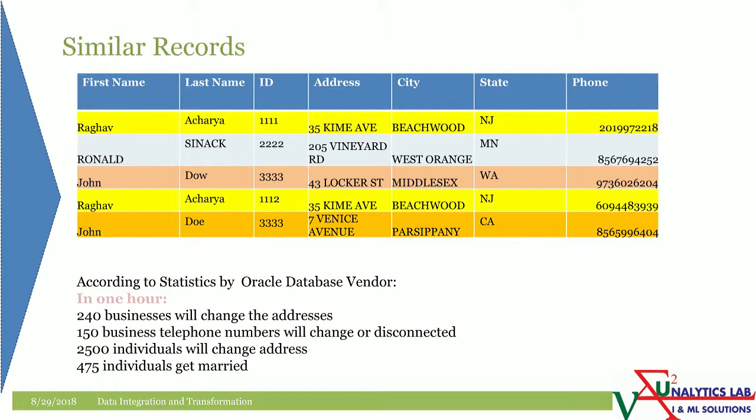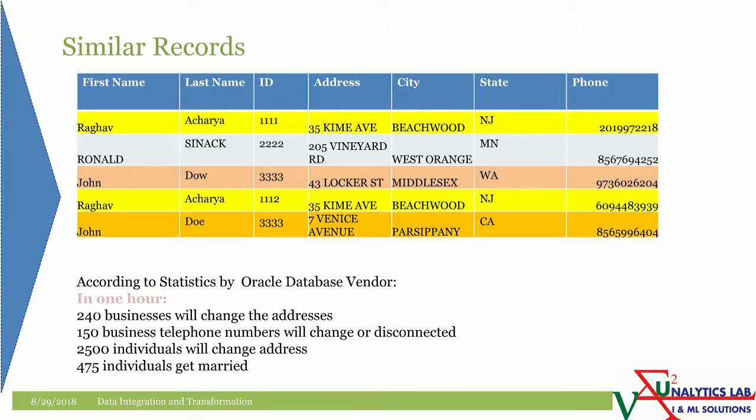Is it possible because they have the same ID? So how do we say that these are all the same records? So when you integrate data, this is exactly what could happen, and how can we identify these similar records? What are the techniques we can use to do this?